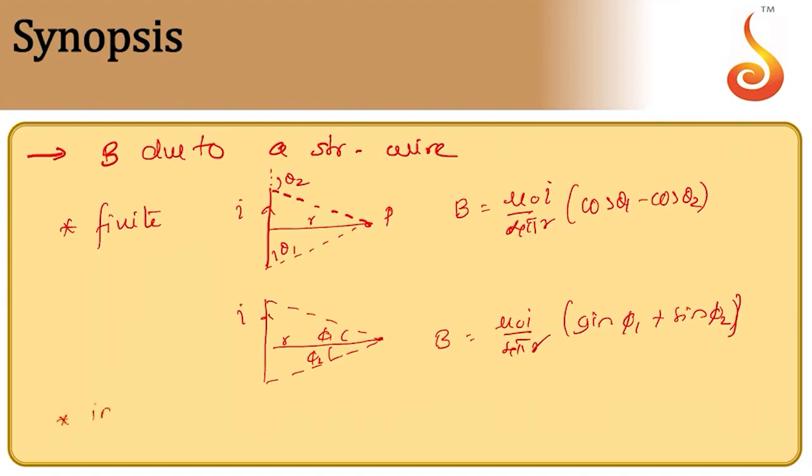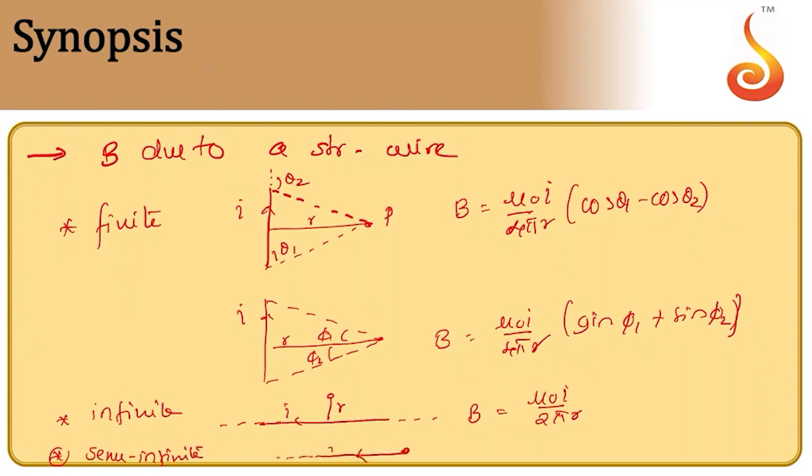If the wire is infinitely long, for example, this is the infinitely long conductor and the point is here at a perpendicular distance r, then the magnetic field is given by mu naught I divided by 2 pi r. And if it is semi-infinite, that is, infinite from one side, and the current is I and the point is at a distance r, then the magnetic field is given by mu naught I by 4 pi r. So the magnetic field due to a straight current carrying conductor is represented by any of these expressions.